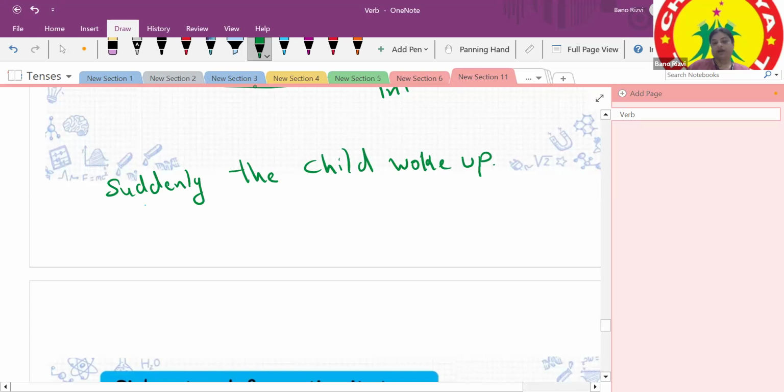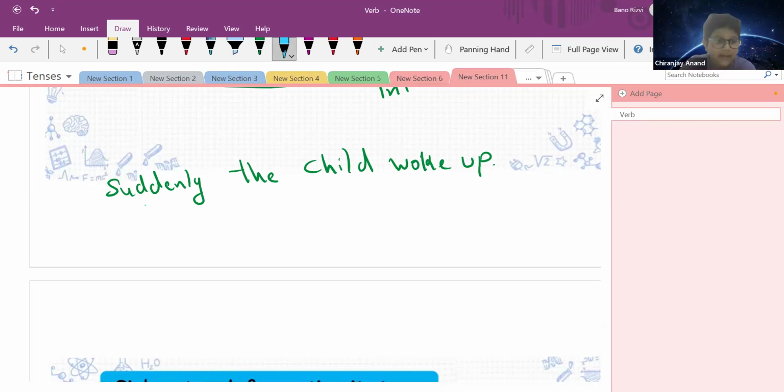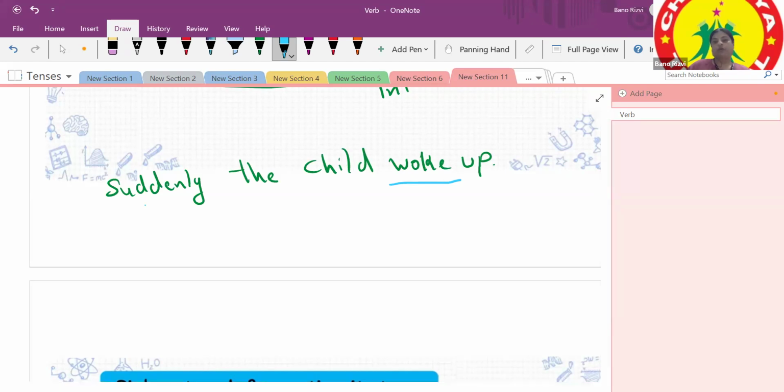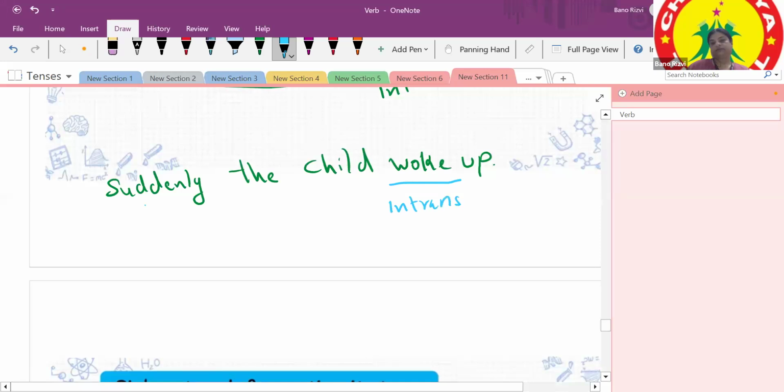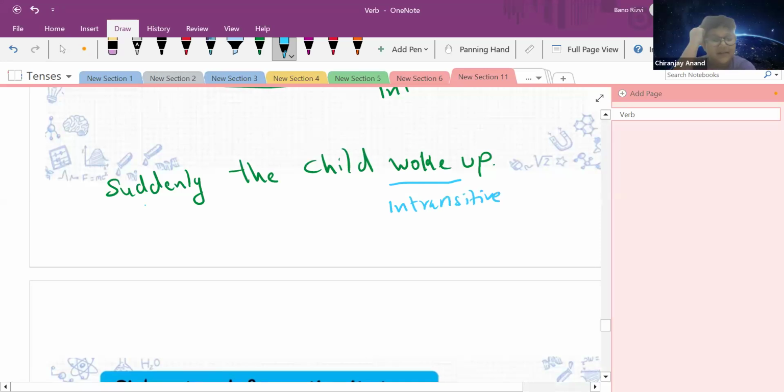Suddenly, the child woke up. Okay, now where is the verb here? Suddenly is not the verb. Suddenly is the adverb. The verb is woke up. So now we have no object or predicate here, right? So the verb will be what kind of verb? Intransitive. Okay.